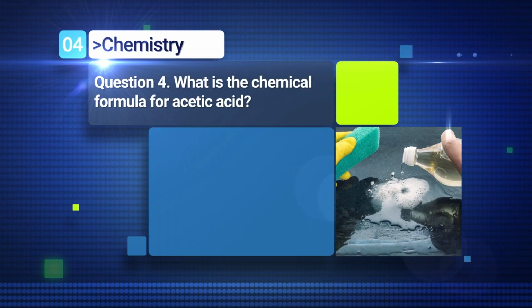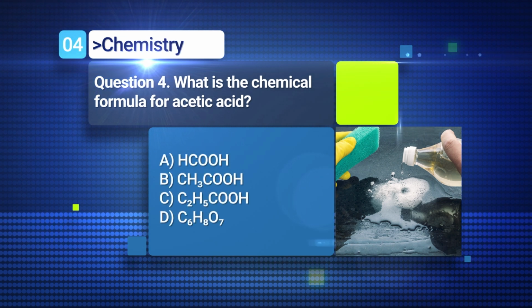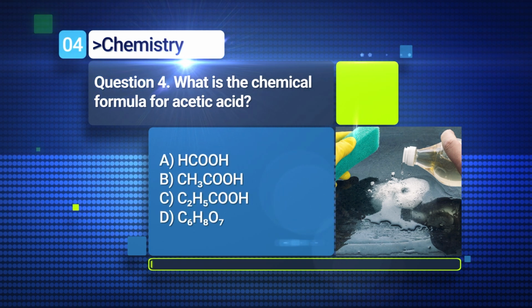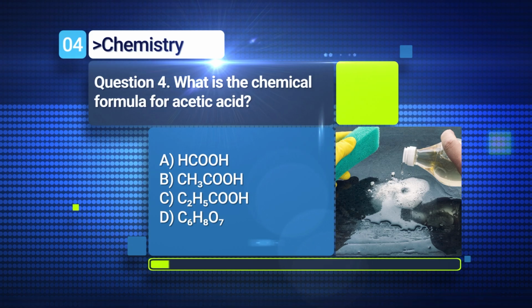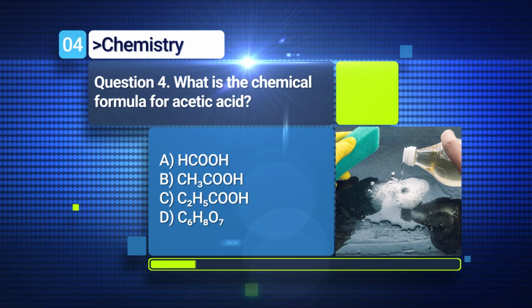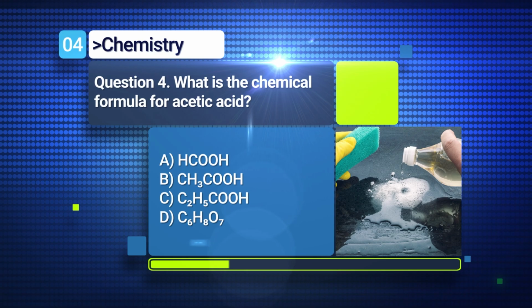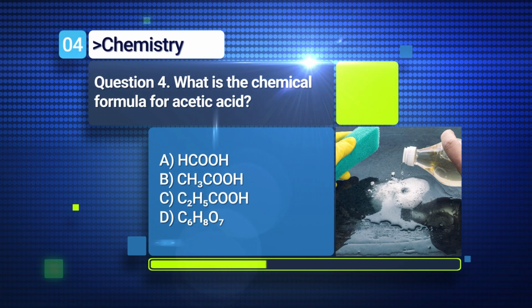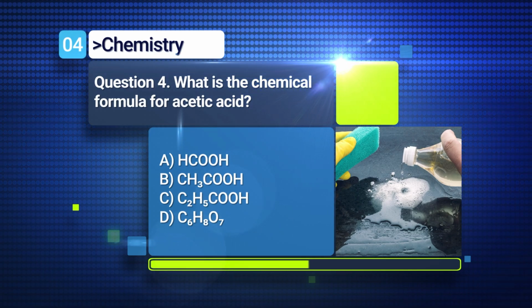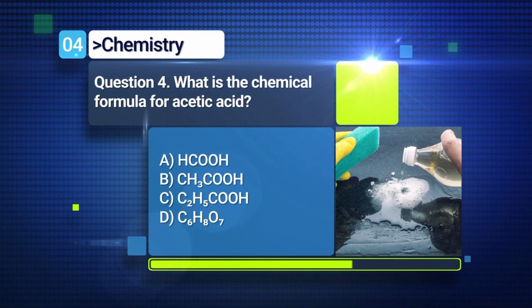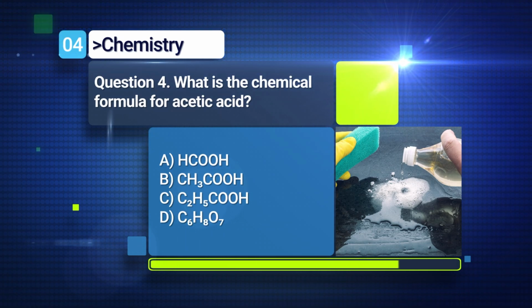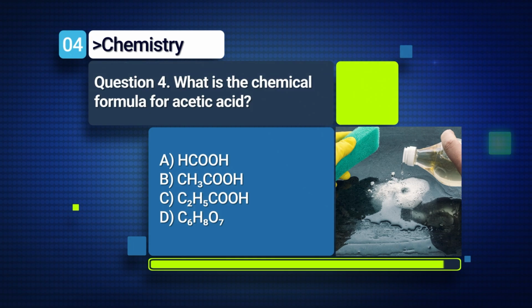Aluminum. Question 4. What is the chemical formula for acetic acid? A. HCOOH. B. CH3COOH. C. C2H5COOH. D. C6H8O7. Answer: B.